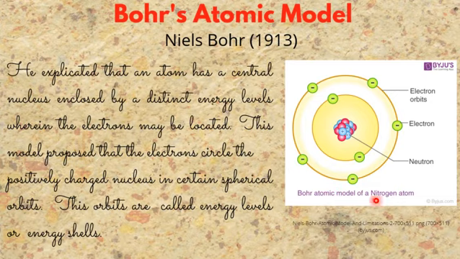So in this diagram, you can see Bohr's atomic model, wherein at the center you can find the nucleus, and you can notice that there are some orbits around the nucleus. These orbits are what we call energy levels according to Bohr's atomic model. In these orbits, we can find the electrons orbiting around the nucleus.